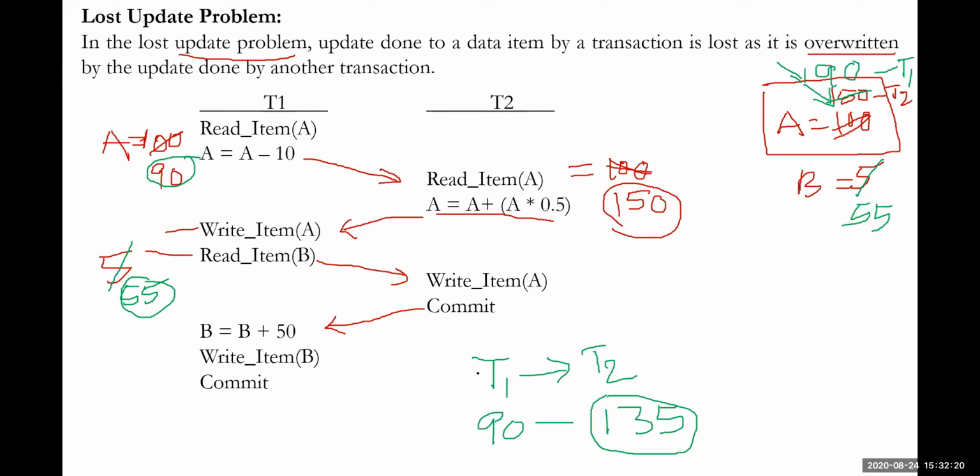Okay. So transaction T2 updated some value that has been overwritten by transaction T1. So that is the problem here. Okay. So next situation, inconsistent retrievals.